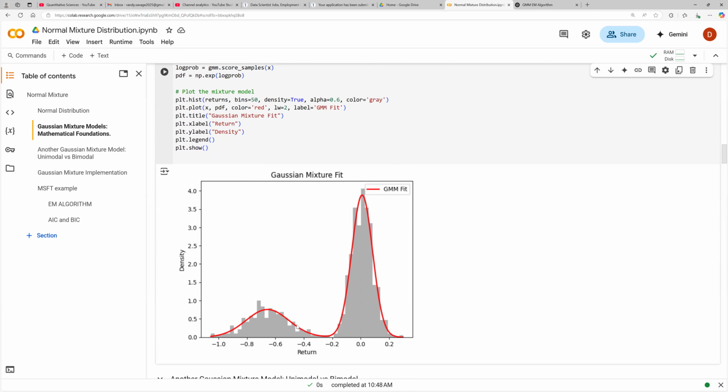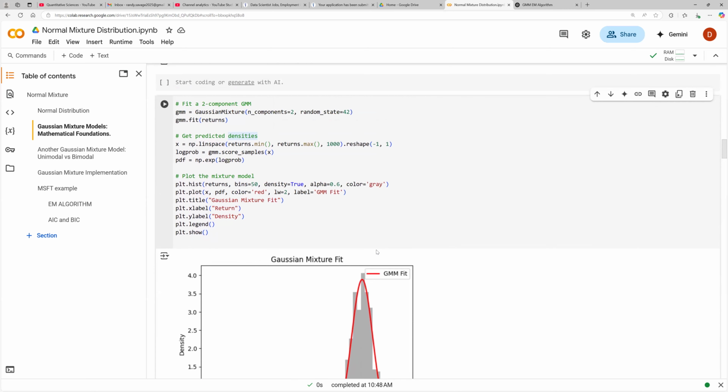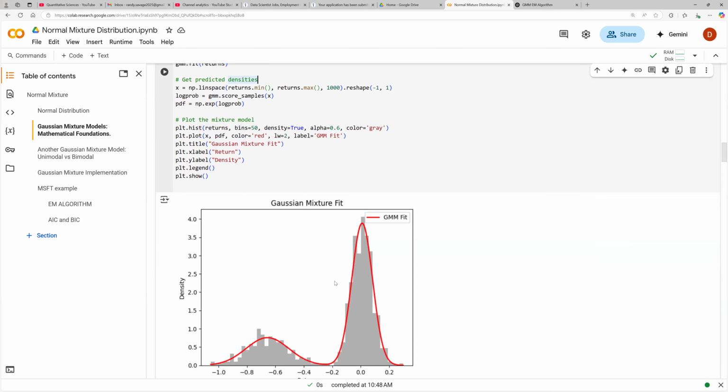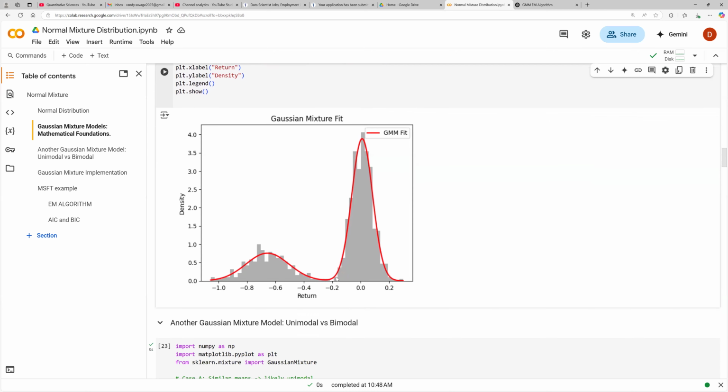So this is not normal. This would be called a normal mixture. In terms of terminology, people think it's still a normal. No, you would not consider it normal at this point. You consider it a normal mixture.